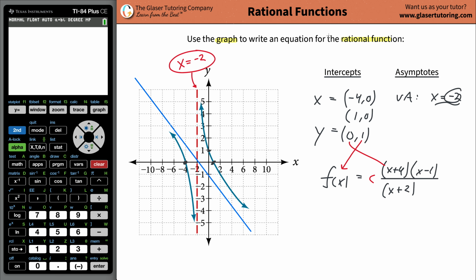So when we do that, we're going to get 1 equaling c times (0 plus 4)(0 minus 1), all over 0 plus 2. Simplify this, and we're going to get negative 4 over 2, which is going to work down to negative 2. And how do you solve this for c? Because that's really what we need. You're going to divide by negative 2.